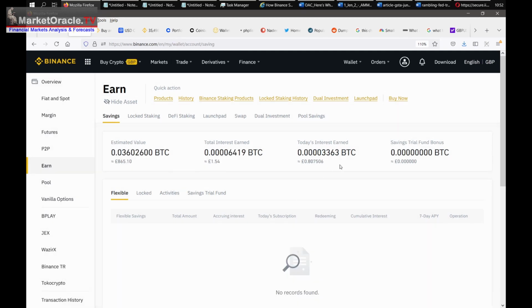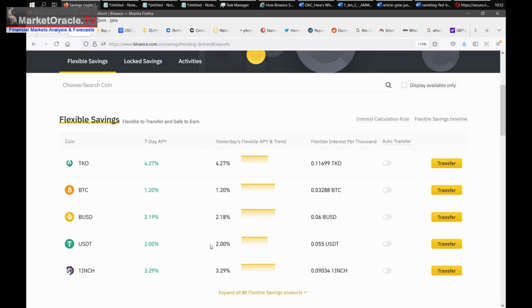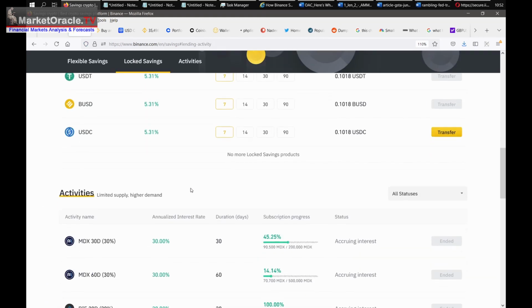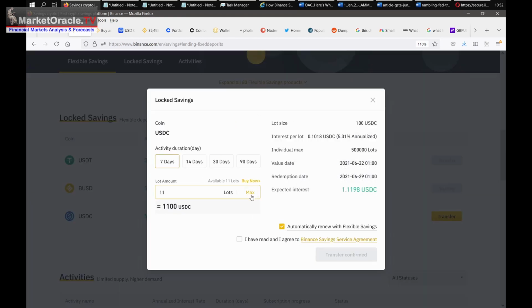So I'm out of USDT. So the Ponzi scheme can collapse, but there will probably be some fallout. So let's just lock it for 7 days. Automatically, no, I don't want to automatically renew. So I'll get $1. 29th of June. Done.